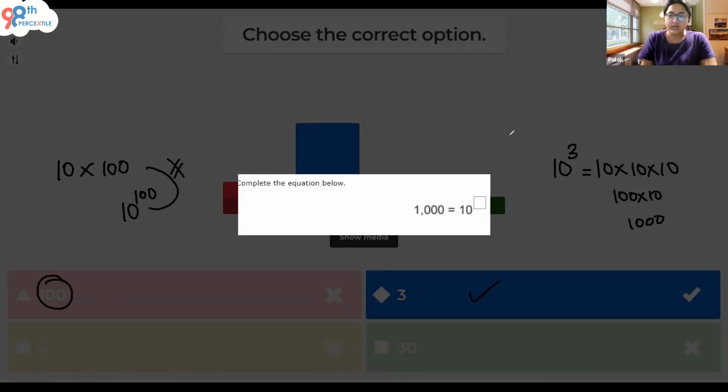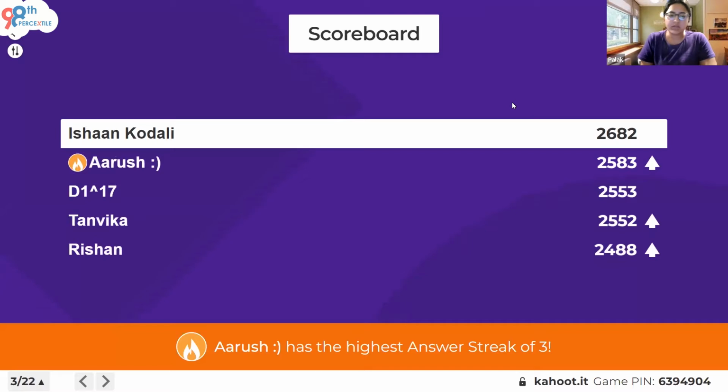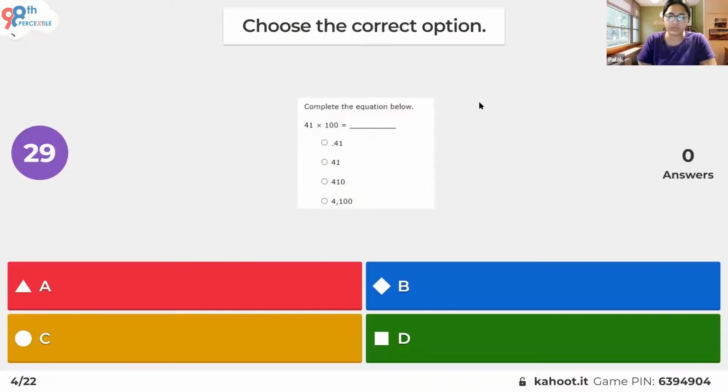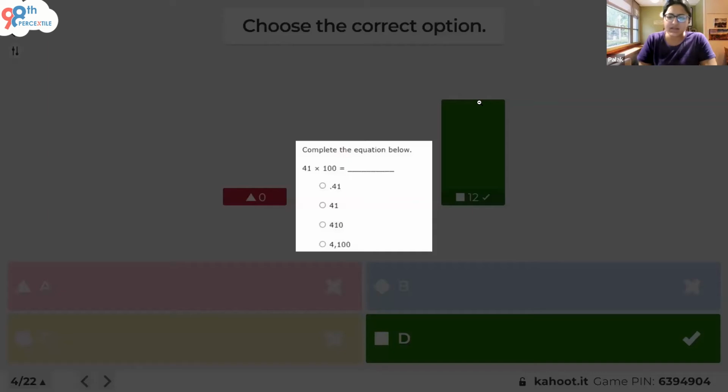Okay. So moving further, checking up on the leaderboard. Okay, Arush has made a huge comeback. Rishan moving up on the scoreboard. And let's see. Okay, 41 times 100. Quickly. This should be a 3-second answer, not a 30-second one. Quickly. Good. So yes, all of you have got the correct answer, so it doesn't make much sense to discuss it. 41 times 100, we get the answer over here as 4100. Good.